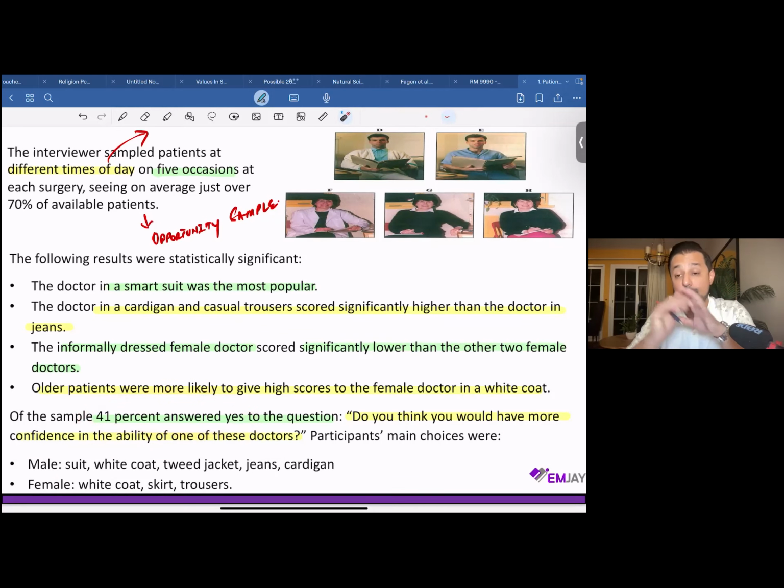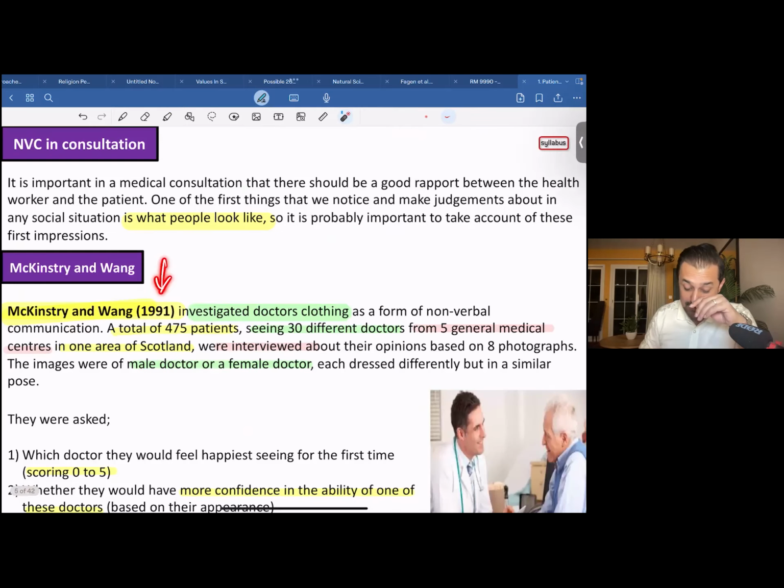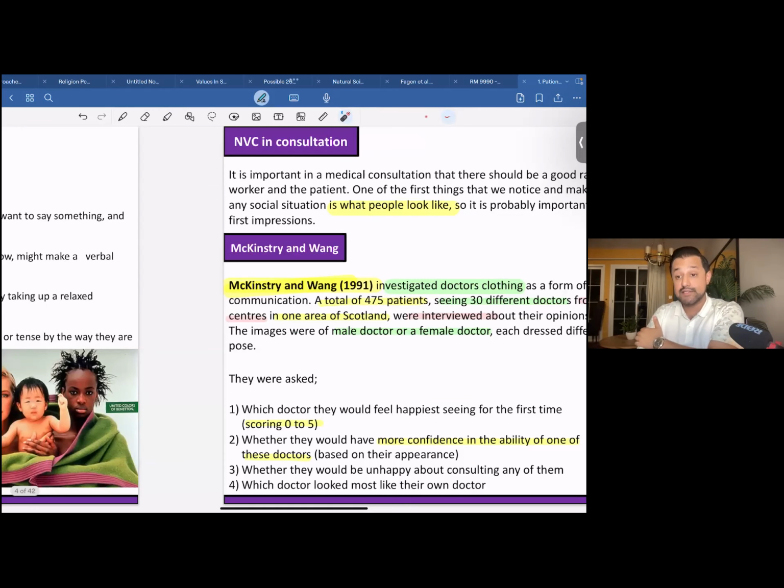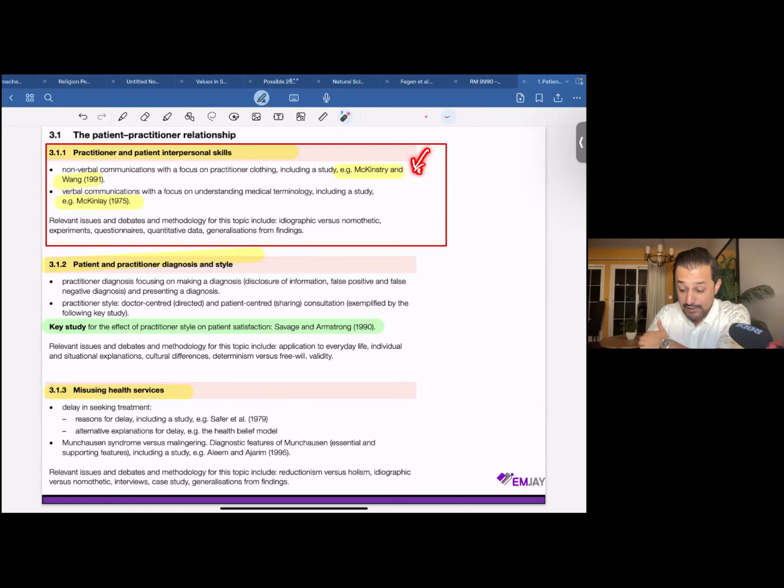Now, taking this ahead, I hope things are clear over here. Remember, my dear, we're talking about the study that was conducted by McKinlay and Wang. This study, my dear, was conducted in the year 1991. This is an example study from your syllabus. So, yes, this is not the key study. This is an example study.